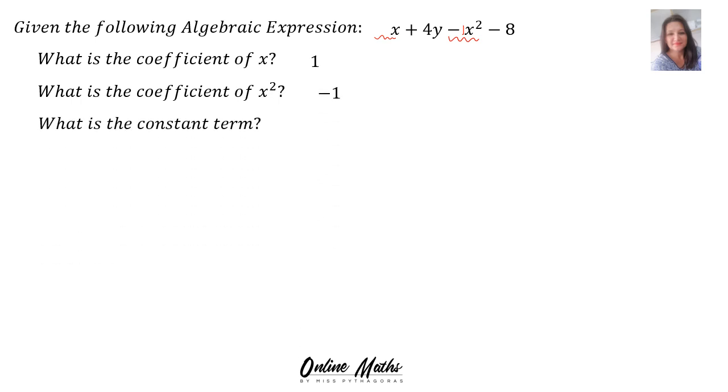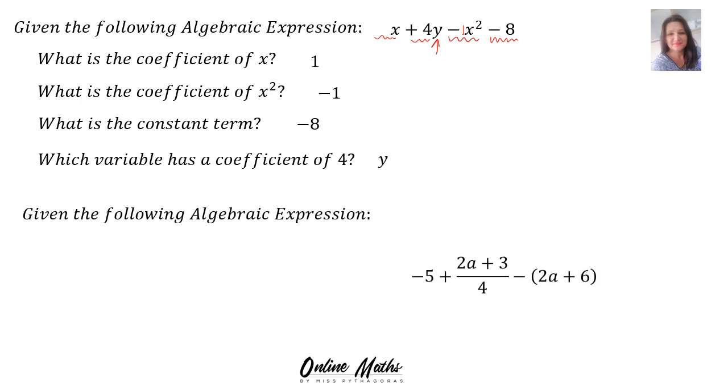What is the constant term? The constant term is the term that has no variable, therefore minus 8. Which variable has a coefficient of 4? So you go to plus 4, 4, and you see the answer there. The variable is y.